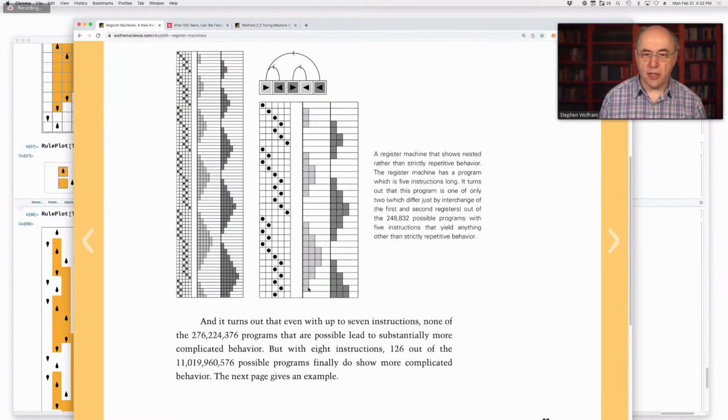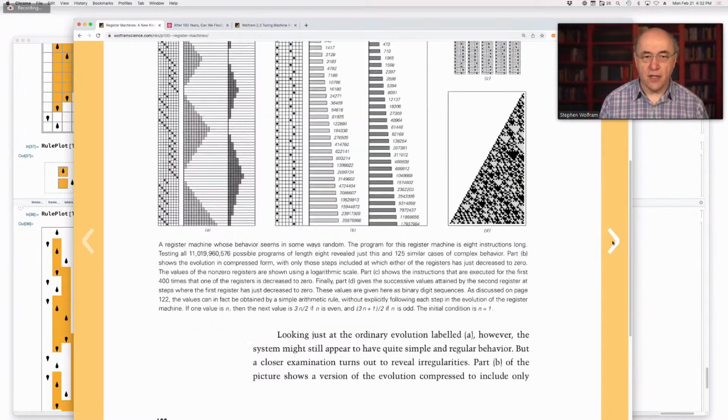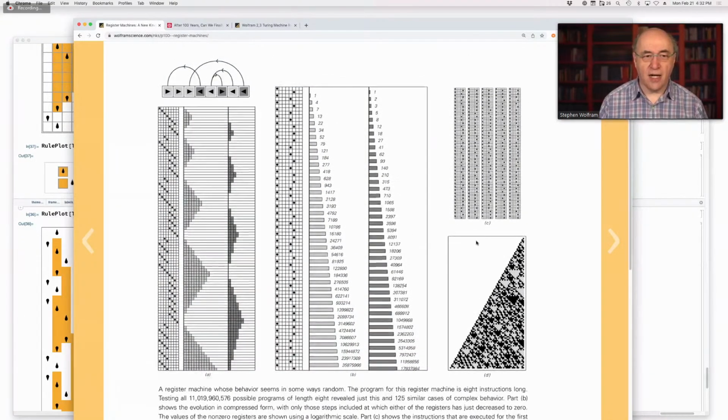Okay, so the question is, there are 250,000 register machines like this. This is the most complicated behavior you get. Then, of course, I kept on looking, and I think it took me maybe a few weeks of CPU time to do this on many computers back in the early 1990s. Probably be a lot faster today. The 11 trillionth register machine, ta-da! There's this creature here. 2 registers, 8 instructions.